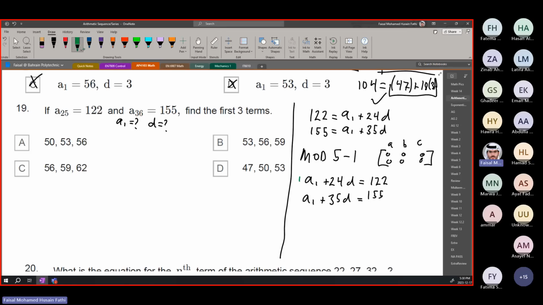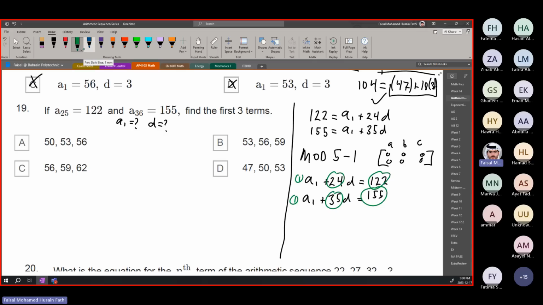So this is 1. This is 24. This is 122. Okay? 1, 35, 155. And you will write these numbers in the calculator. The first number is 1 equals. Then you will write 24 equals. Then 122 equals. Then 1 equals. Then 35 equals. Then 155 equals.